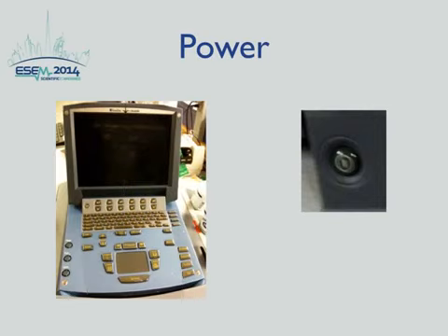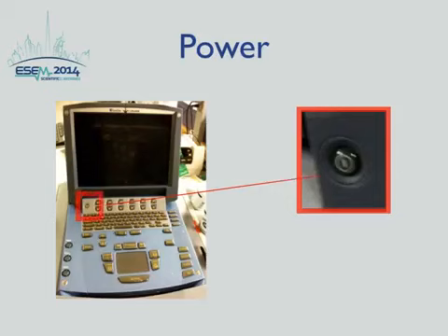So the power button is used to turn the machine on and off. I know this sounds very simple, but it's very important, because if you don't know where your power button is, most of the time the machine is not going to switch on and you will be frustrated and therefore not use your ultrasound machine when you take care of patients in the emergency department.